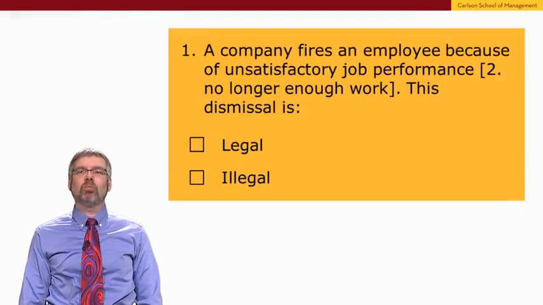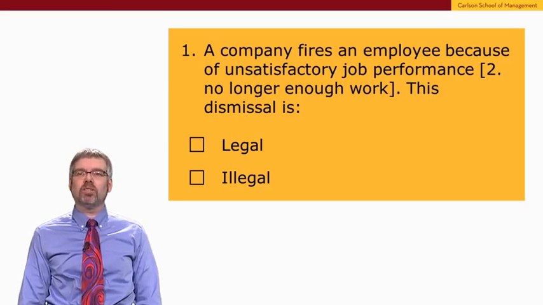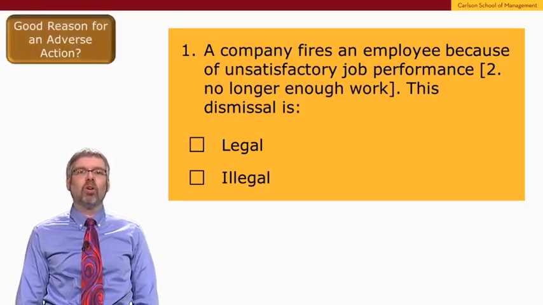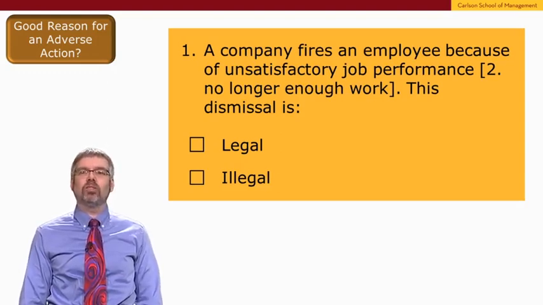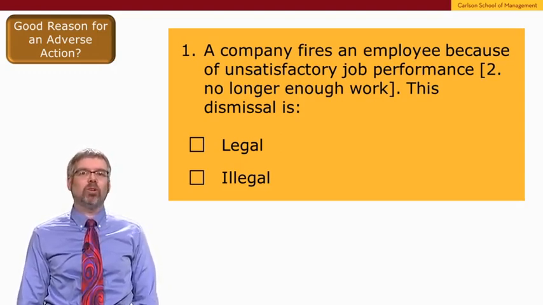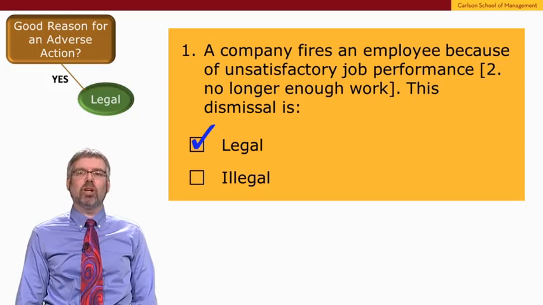Welcome back from the quiz. Okay, let's go over the answers. Question number 1, a company fires an employee because of unsatisfactory job performance, or question 2, no longer enough work. Is this dismissal legal or illegal? Well, first we have to ask, is there a good reason for an adverse action? The answer in both question 1 and 2 is yes. Unsatisfactory job performance or a legitimate business need like not having enough work for an employee are both good reasons, regardless of whether you're in the United States or elsewhere. So this would be a legal termination in both 1 and 2, regardless of what country you're in.